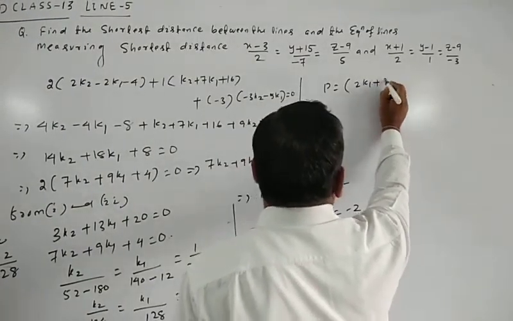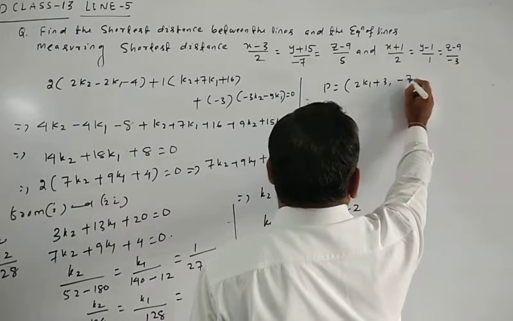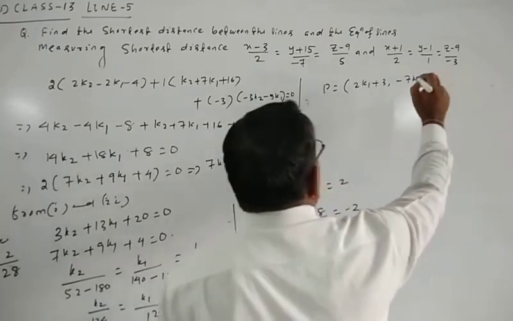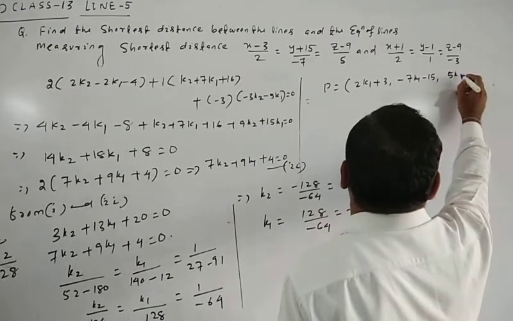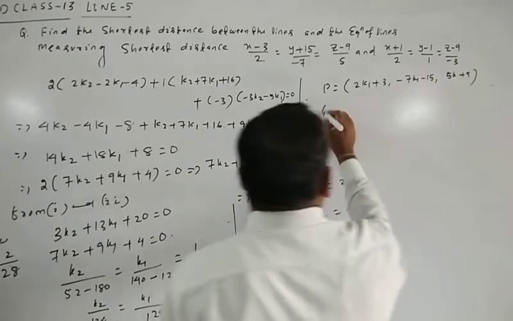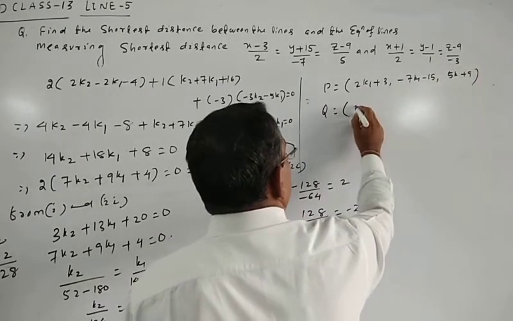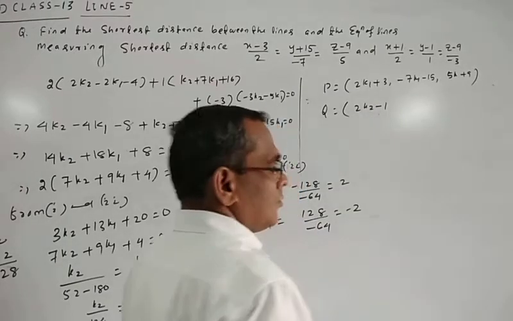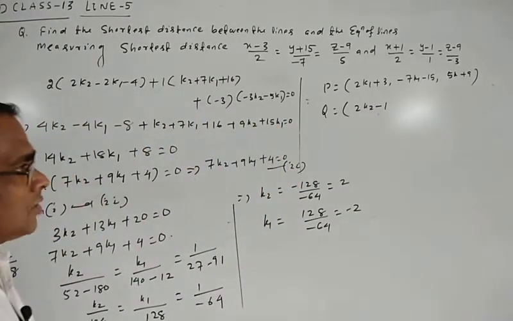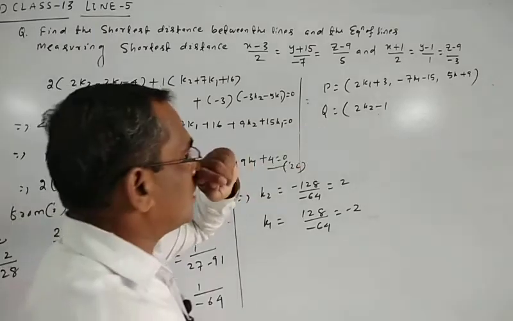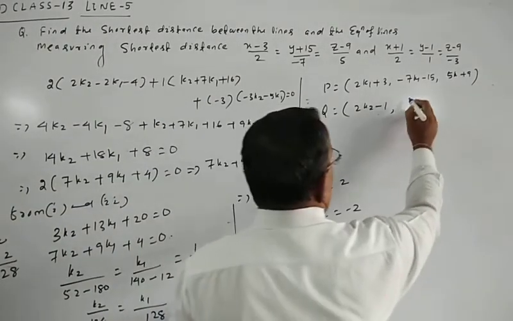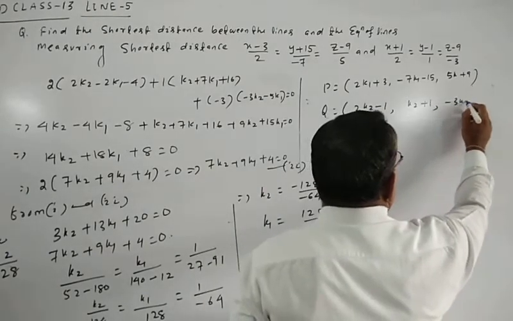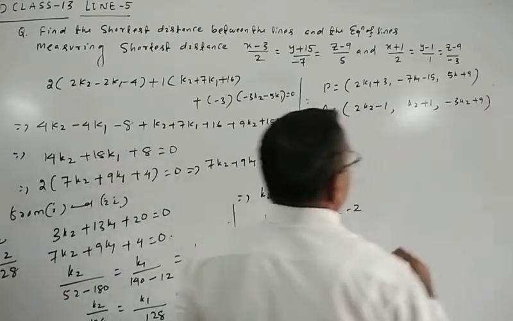P is 2k1 plus 3, minus 7k1 minus 15, and this is 5k1 plus 9, and q is equal to 2k2 minus 1. What is the value of q? Q equal to 2k2 minus 1, k2 plus 1, minus 3k2 plus 9.